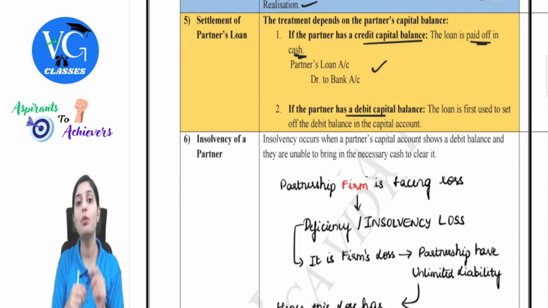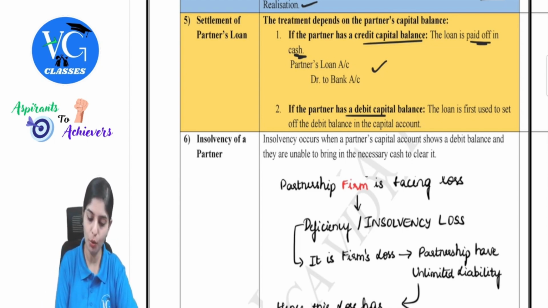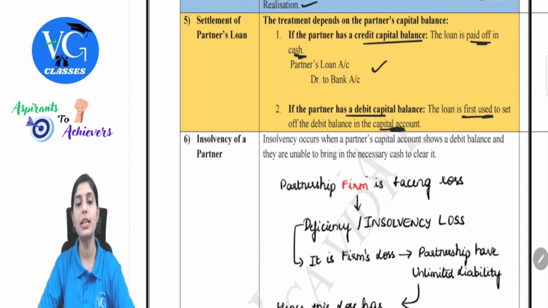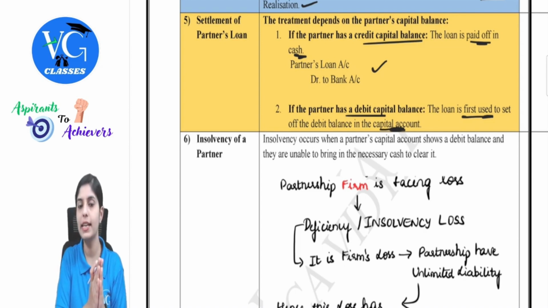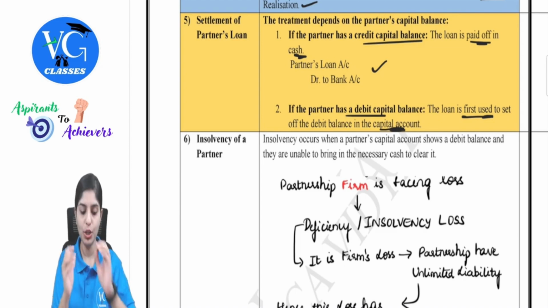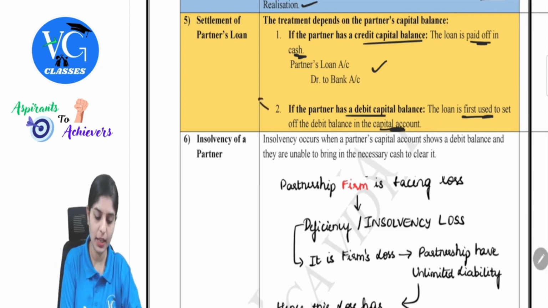So in this case, how to settle partner's loan? The loan is first used to set off the debit balance in the capital account. That means, see, one side for the partnership firm is receivable, on the other side it is payable. So let's understand this with an example.